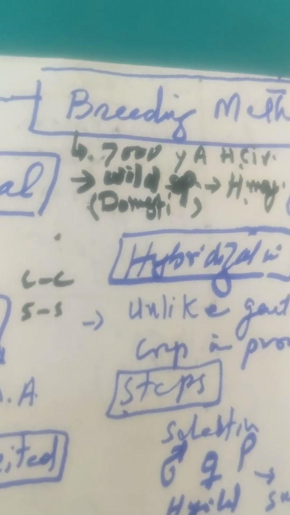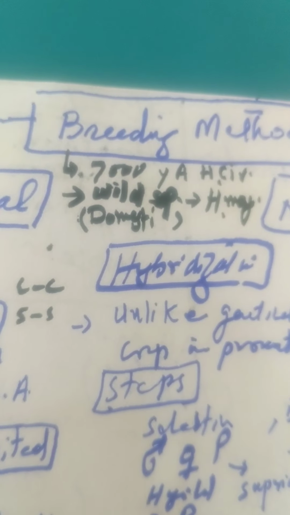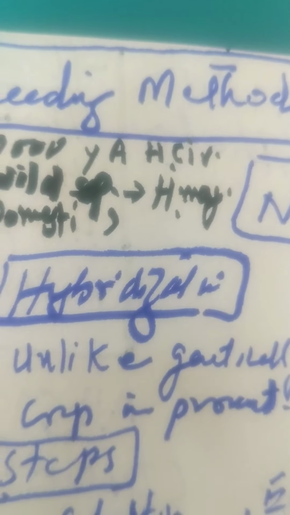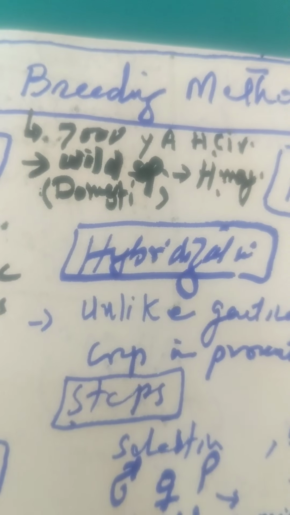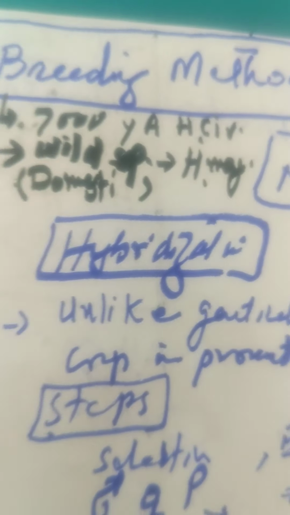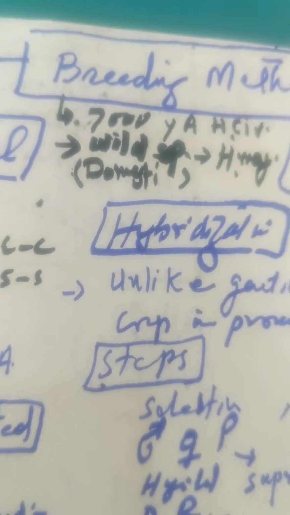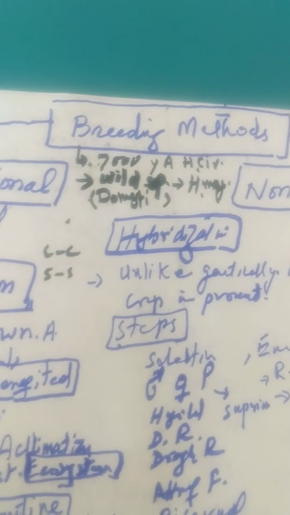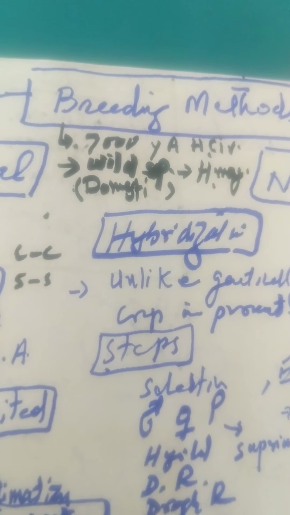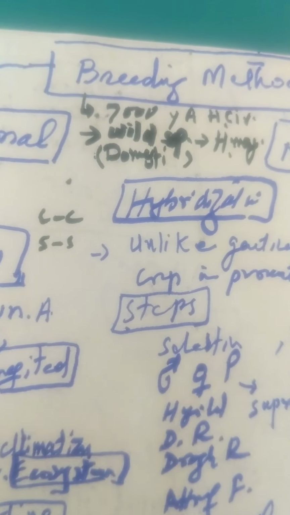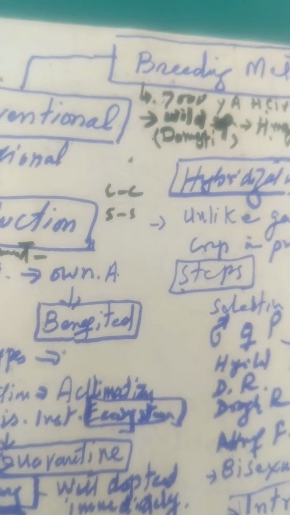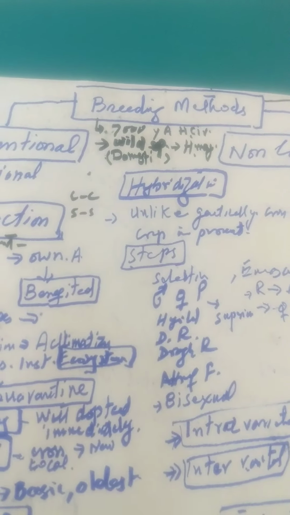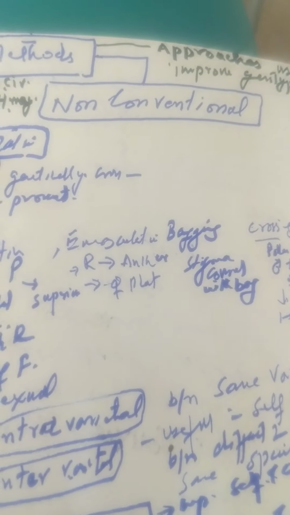It started 7,000 years ago with human civilization, when wild species came under the management of human beings, and it's called domestication. So there the breeding also started. As human beings moved from one place to another, the plants or seeds also moved, and this is called introduction. So breeding methods, let's start with the conventional and non-conventional division.